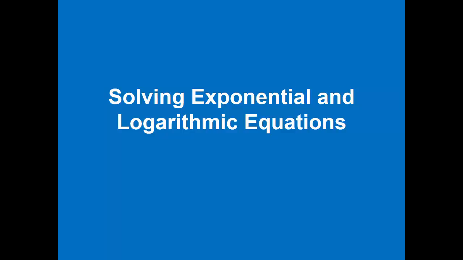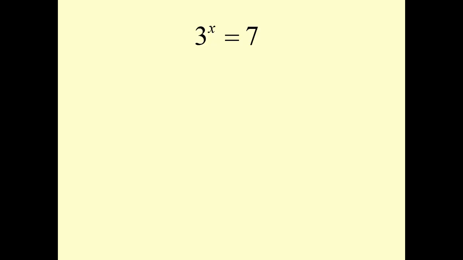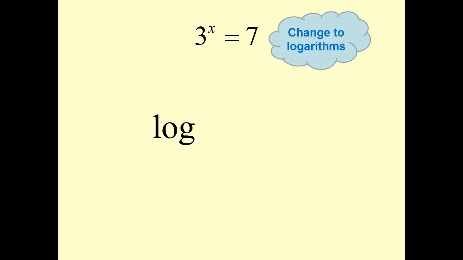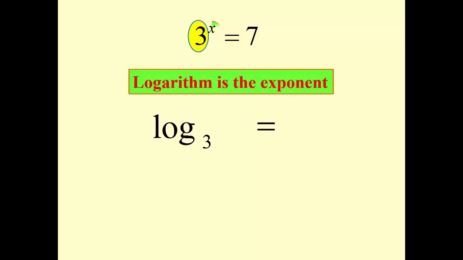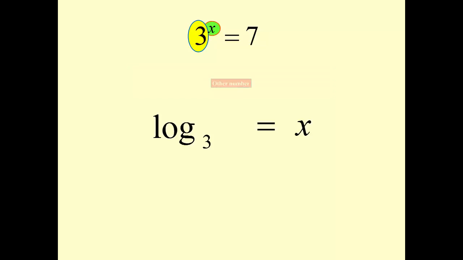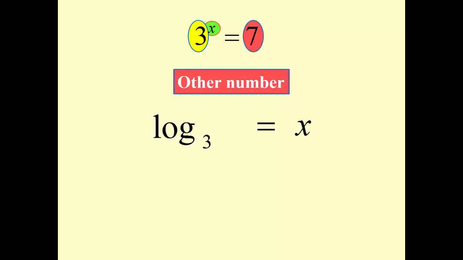Now this is like what we were doing in the last section. We're solving equations where the variable is in the exponent. These are called exponential equations. And the three steps that we've already seen are: number one, what's the base? Well, the base is 3 in this one, so we write it at the bottom of the log. Number two, the logarithm is the exponent. And number three, the other number, the only thing that's left up there, produces our answer.